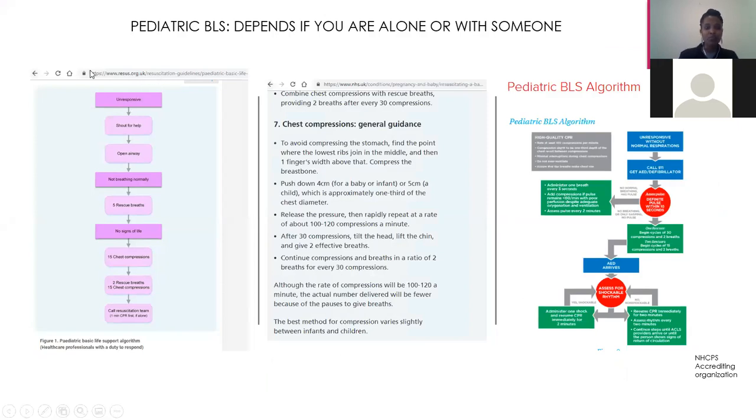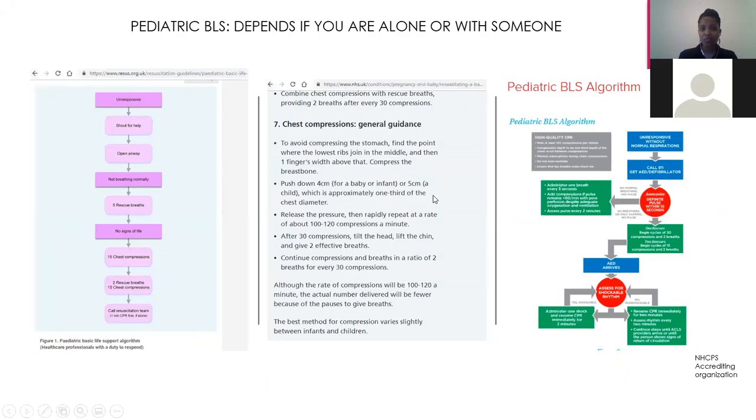resus.org.uk is one of the best resources you can go to for resuscitation guidelines. Please, it's a very good thing to have even on your phone. And then here's the general NHS page on resuscitating a baby. Here you go. Avoiding compressing the stomach is a good thing to know.